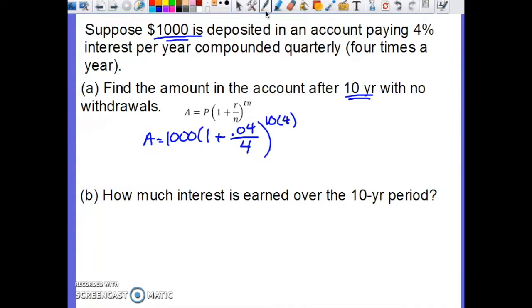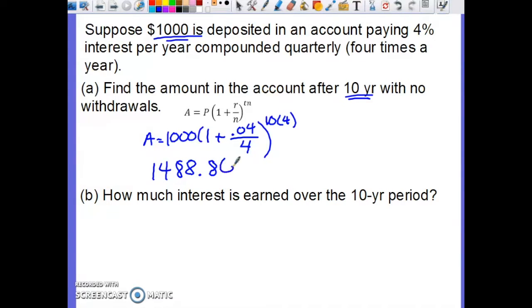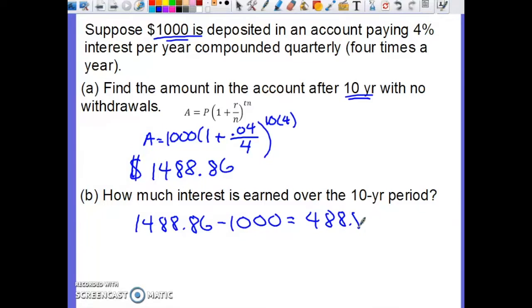$1,488. So after 10 years of nothing happening with my money, I have $1,488, and I didn't see the cents there, 86 cents. So that should be your final answer. And then it says how much interest is earned over the 10-year period. Well, we're starting off with the $1,000, and then we made $1,488. So all we have to do is a simple subtraction problem: 1,488.86 minus 1,000, which gives us our final answer quickly of just 488.86. All right, moving on.